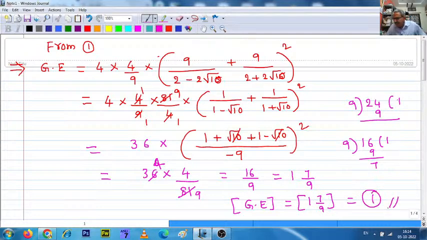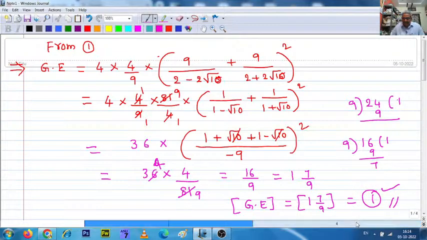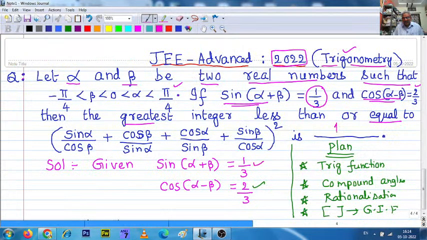So my dear students, please remember the answer is 1. Clear? So now the answer is 1. I hope it's very clear to you. So we shall move to the next question tomorrow.